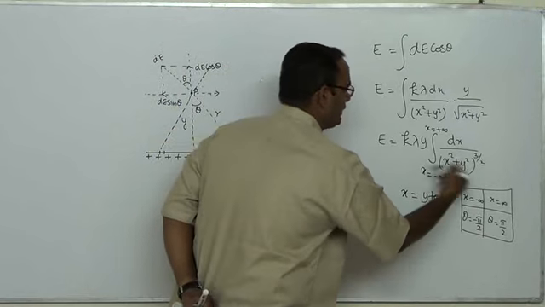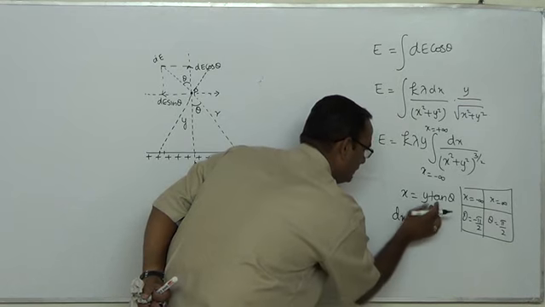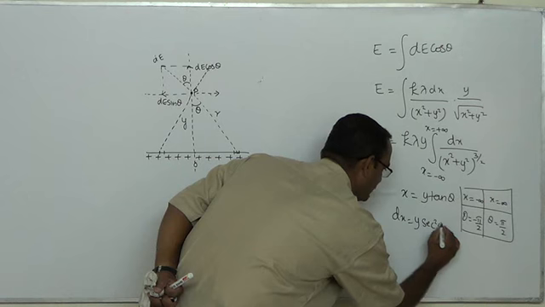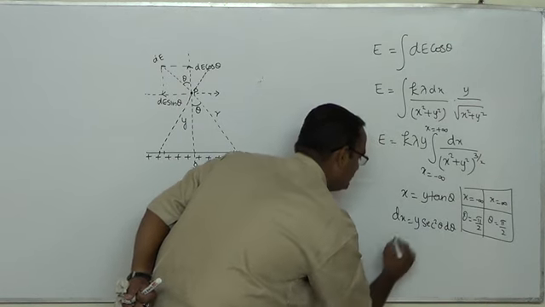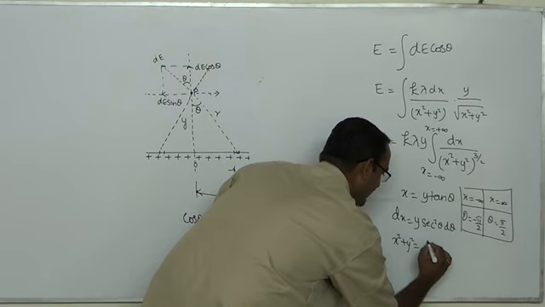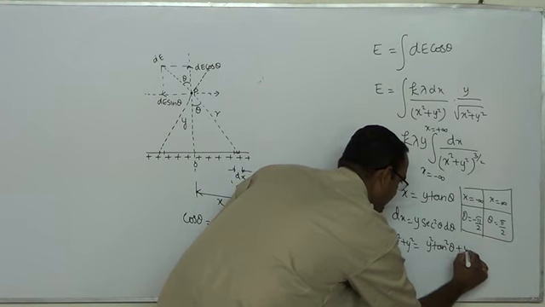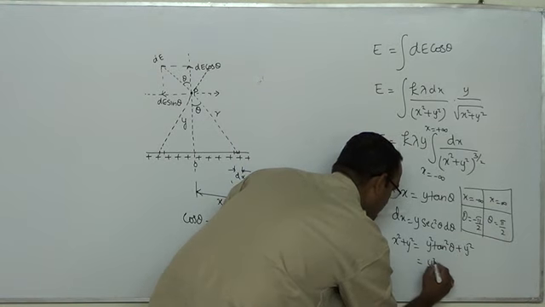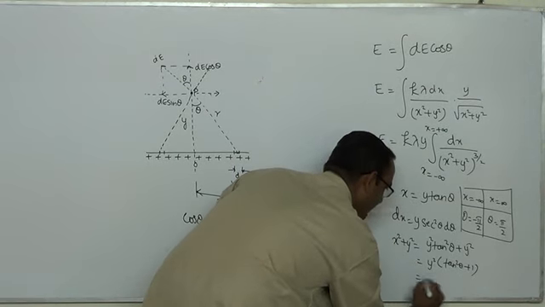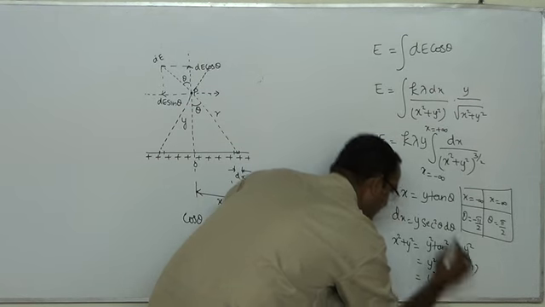Now simplifying this particular expression, what is dx? Dx is nothing but y into, y is a constant. When I differentiate tan theta, it is secant square theta into d theta. Now simplifying the expression x square plus y square, x is nothing but y tan theta. So y square tan square theta plus y square, I can take y square outside and say it is tan square theta plus 1, and 1 plus tan square theta is secant square theta, therefore y square into secant square theta.